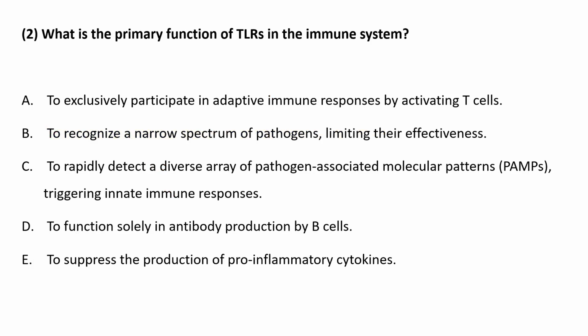The second question is, what is the primary function of TLRs in the immune system? We have just seen in the last slide that the primary function of the toll-like receptors is to rapidly detect a diverse array of pathogen associated molecular patterns, PAMPs. This we will discuss in detail now. And it triggers the innate immune response. So, what happens here if someone is not aware much about this TLR and their role? For that, I will quickly describe this again.